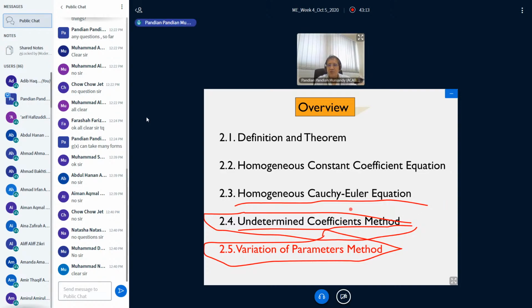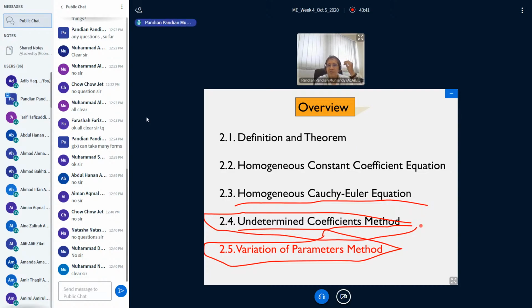And homogeneous Cauchy-Euler, this is a very special equation. Homogeneous means the G(x) is 0. So again, you have to have an auxiliary equation and you find three cases. Case 1, distinct real roots. Case 2, repeated roots or equal roots. Case 3, complex roots. Then you form Y_C.